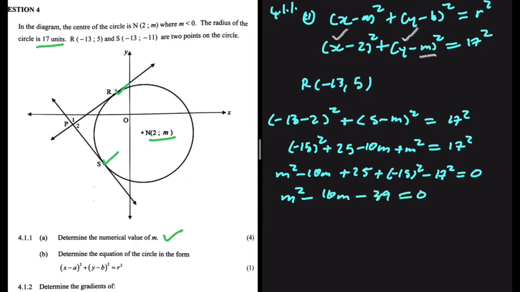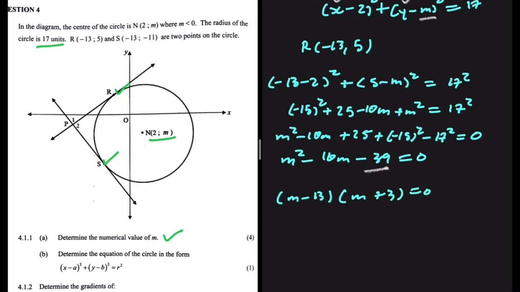So we're factorizing this equation here. The question to ask ourselves: which two numbers do we multiply and get minus 39, but when we add them, we get minus 10? That is minus 13 and plus 3. So we're going to have (m minus 13) multiplied by (m plus 3) being equal to 0. m is equal to 13 or m is equal to minus 3.